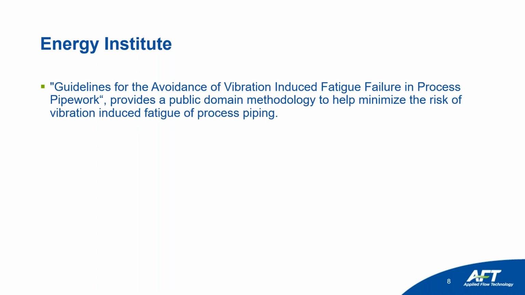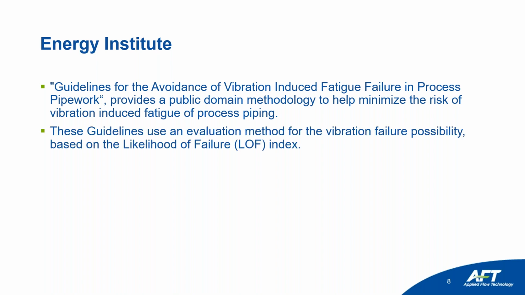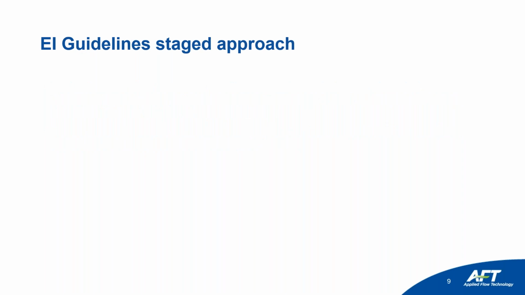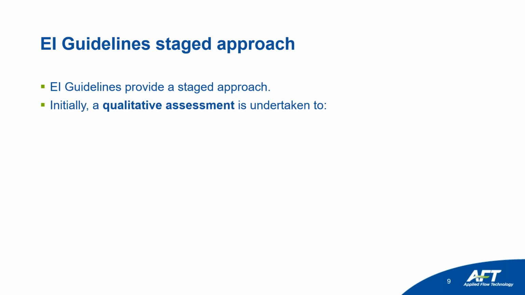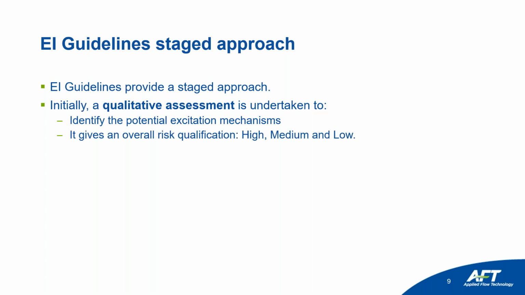Due to how critical this source of vibration can become, the Energy Institute provides a public domain methodology to help minimize the risk of vibration-induced fatigue of process piping. These guidelines use an evaluation method for vibration failure possibility based on the likelihood of failure, also called the LOF index. The Energy Institute guidelines provide a staged approach. The first stage would be a qualitative assessment, which is undertaken to identify the potential excitation mechanism. It gives an overall risk qualification: high, medium, or low.